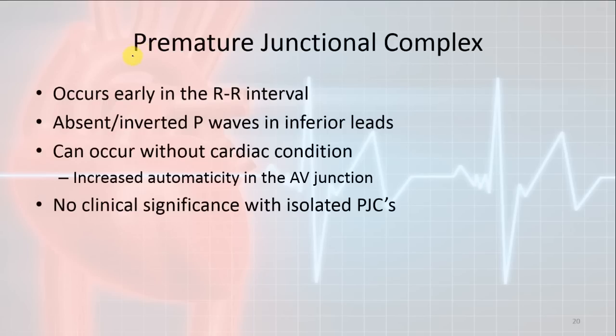Premature junctional complexes are different because they are premature rather than escape. An escape complex occurs late in the cardiac cycle. Premature complexes occur early in the cardiac cycle, or the R to R interval. Typically, they'll have absent or inverted P waves in the inferior leads. They can occur without any kind of cardiac contraction, which increases the automaticity of the AV junction. There is no clinical significance with isolated PJCs. That basically means people can throw PJCs and live perfectly healthy lifestyles with no cardiac compromise whatsoever.